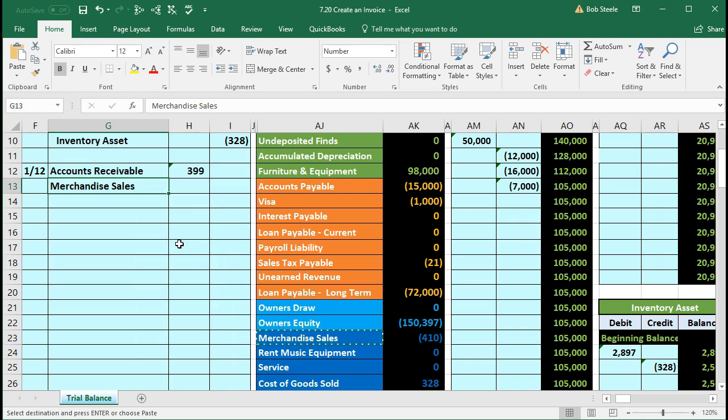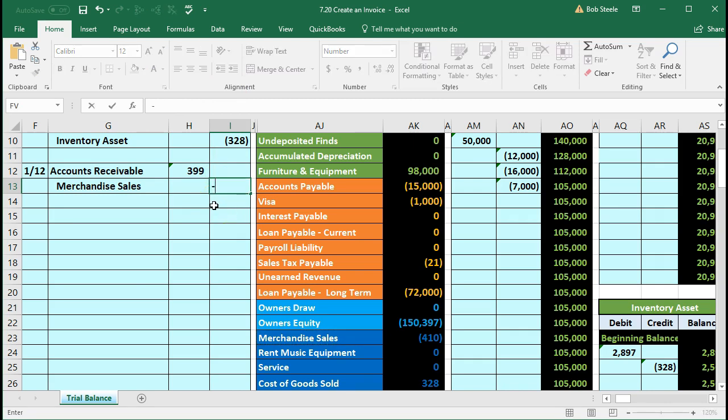We will then indent. I'm going to go to the home tab, the alignments group and indent. And the credit will be not for the 399, but just for the sales amount, which was the 380. So we're going to put a credit negative 380 and enter. Now we have debits here of 399 and credits of 380. That difference is that $19 for the sales tax.